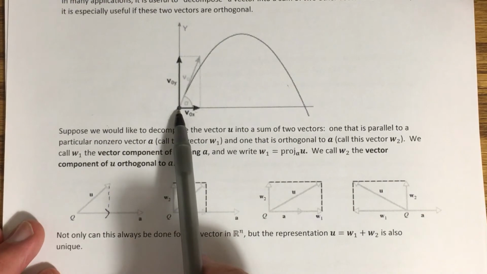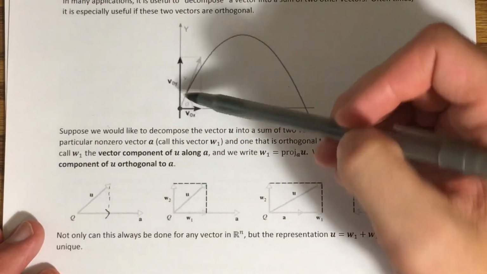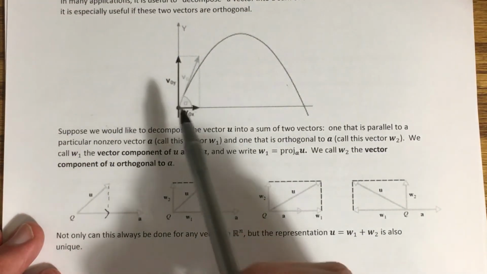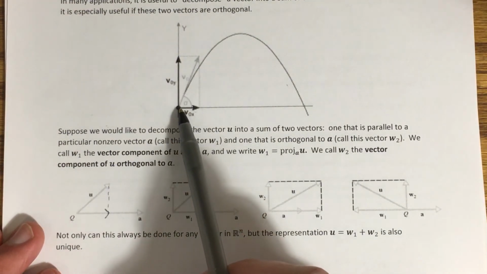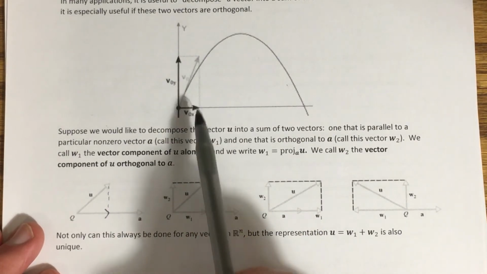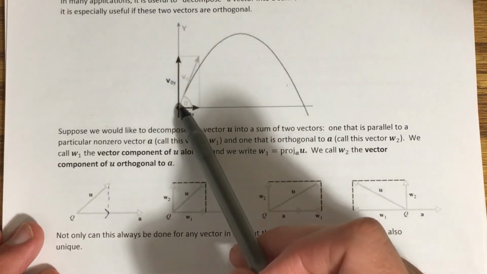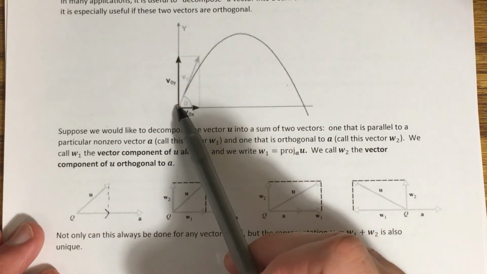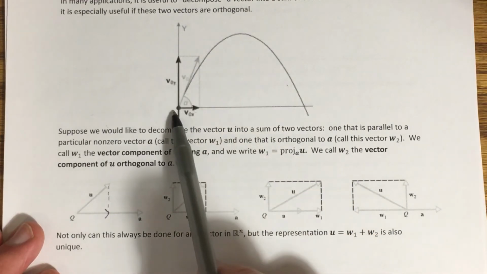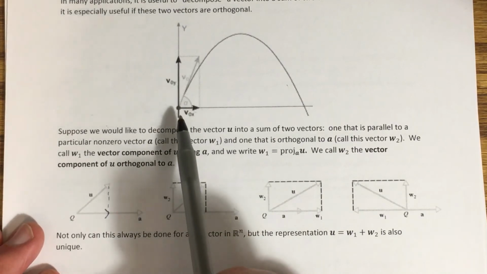I can think of this as a scalar multiple of i, and this as a scalar multiple of j, my standard basis vectors. If all I care about is the magnitude of each of these vectors, that would be the scalar that I'm multiplying i by to get v naught x, and the other scalar I'm multiplying j by to get v naught y. That would represent the speed in each of these directions of this projectile.